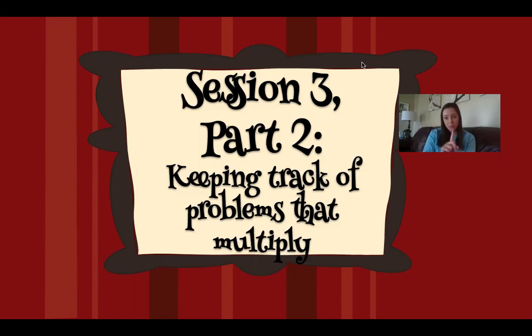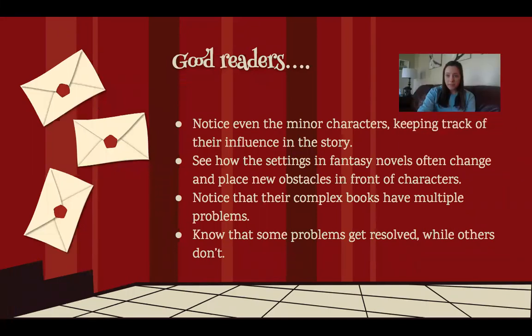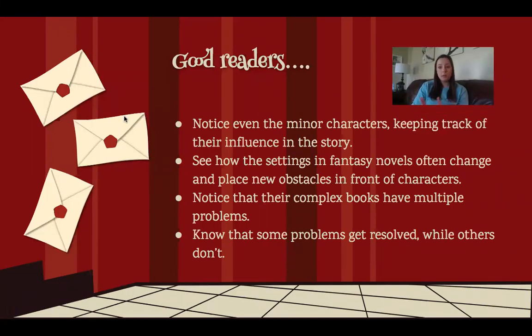Yesterday we did part 1, which was where you were listing out all of your characters and what you knew about those characters. So just to recap, remember that good readers always notice even the minor characters. Keep track of their influence in the story, because someone very, very small can have a big influence on what happens in your story. The second one is that good readers see how the settings in fantasy novels often change and how they can place new obstacles in front of the characters.